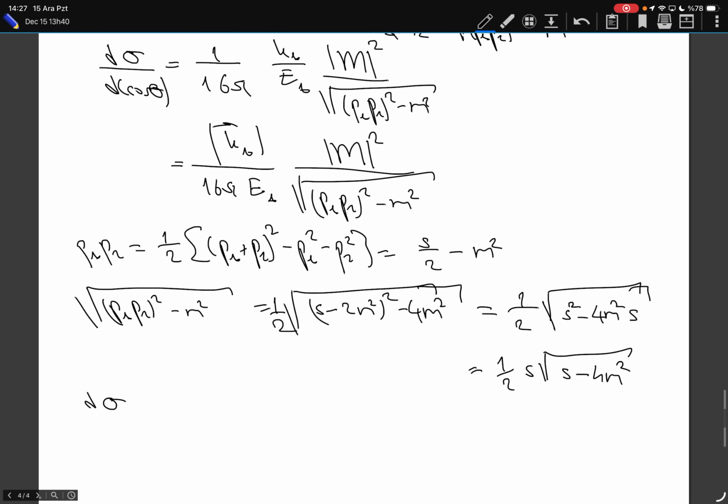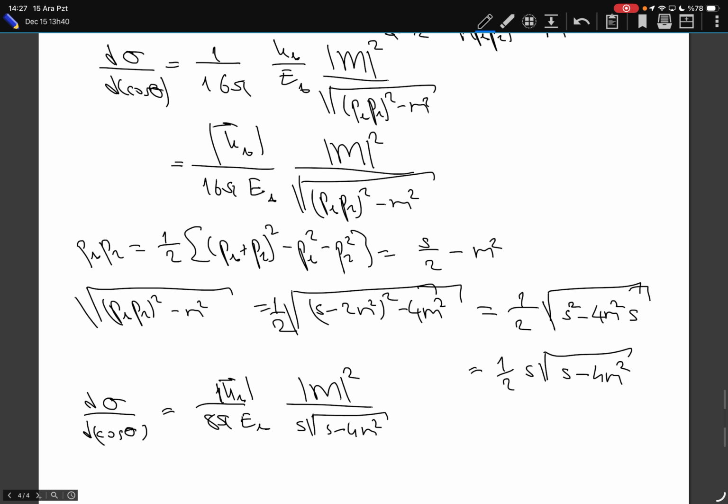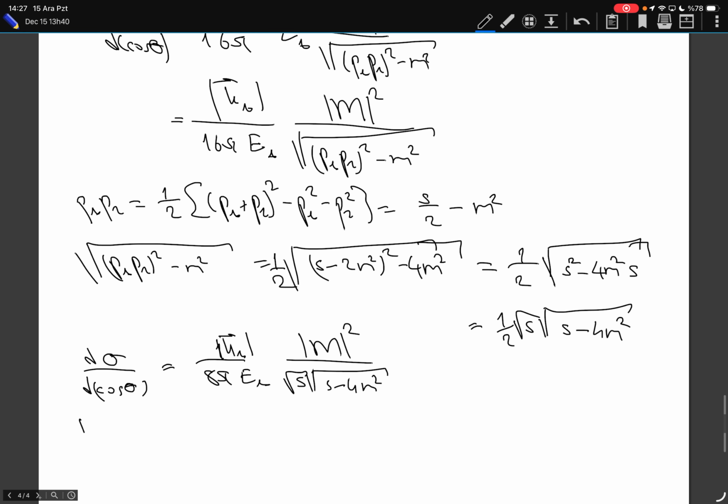So dσ/d cosθ is 1 over 8π E1 k1, |M|² divided by s times the square root of s − 4m². Yeah, sorry, that's the square root of s. Now I still need to express k1 and E1 in terms of my variables s, t, and u.